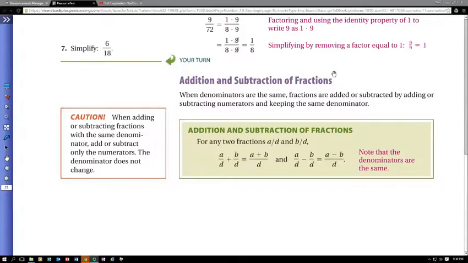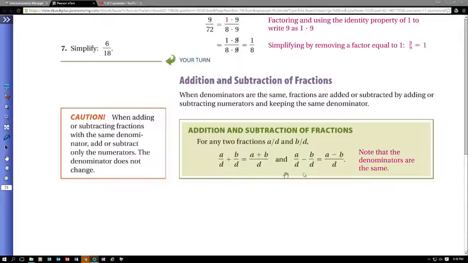Chapter 1, Section 3, Part 3. Addition and subtraction of fractions. When the denominators are the same, fractions are added or subtracted by adding or subtracting the numerators and keeping the same denominator. Okay, there's the English version of that.